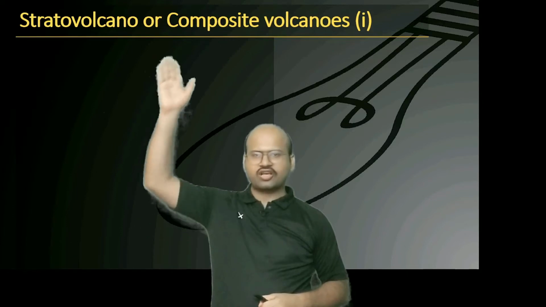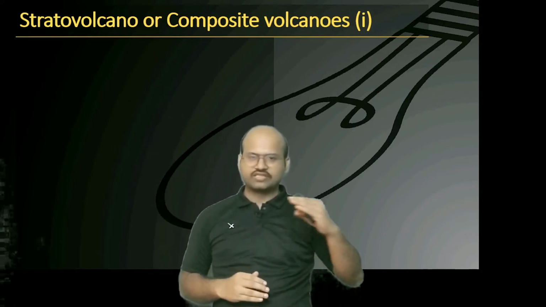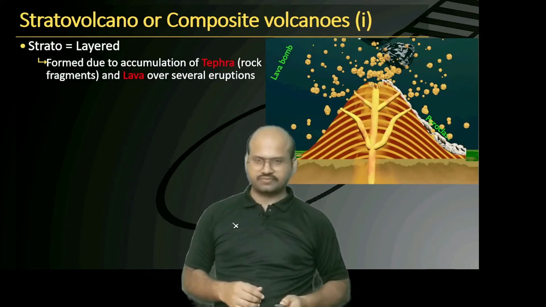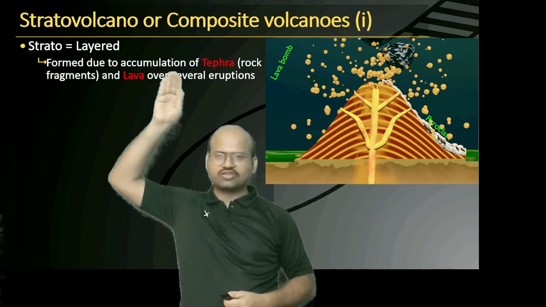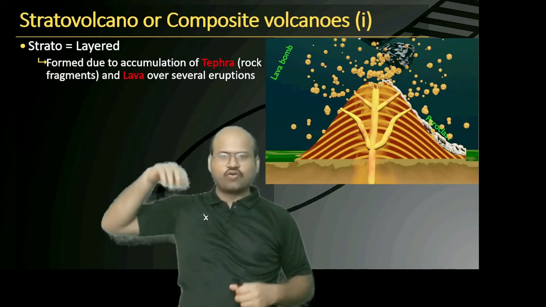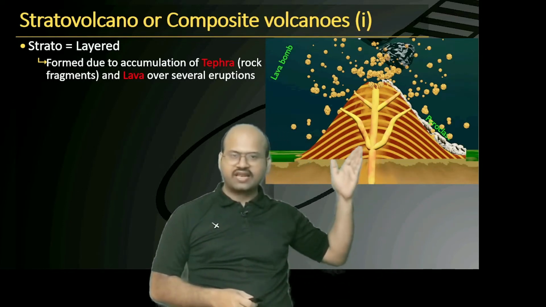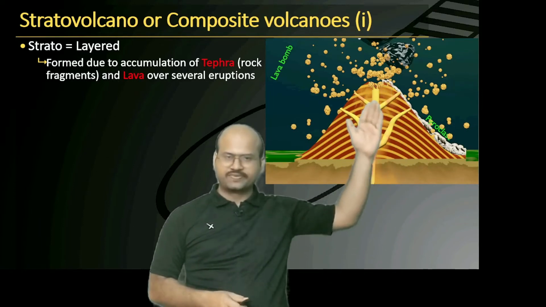Stratovolcanoes are also called composite volcanoes because they are made of different layers of lava placed one upon each other, and there are different materials in it. Strato itself means layered, and it is formed due to accumulation of tephra and lava over several cycles of eruption. We can see here that this is a layered structure. There are layers of tephra and magma which are repeated by different cycles of eruption.